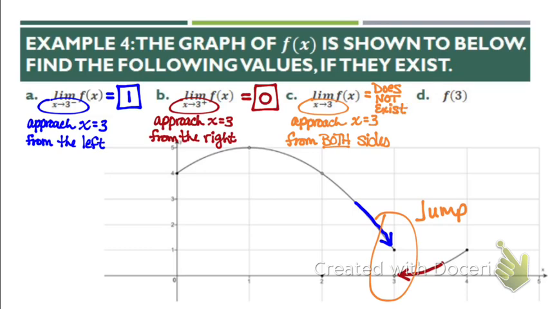I was asked in first period if there was conventional shorthand for does not exist. Yes, DNE is perfectly appropriate shorthand for does not exist. I like that as well personally, but if you write DNE, that is one that is consistently used often enough that that is valid mathematical notation.